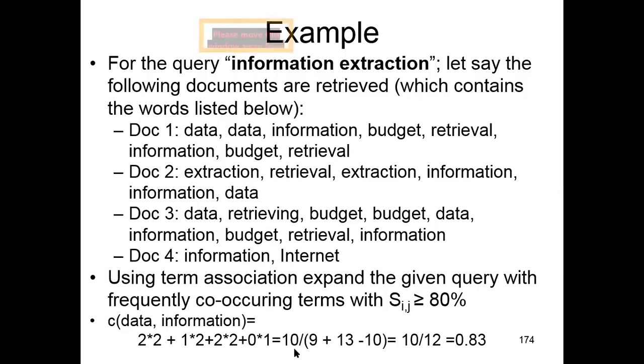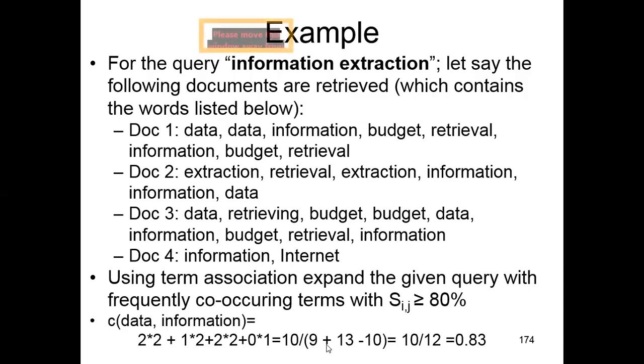10. This one we have to divide by the co-occurrence of data with itself in each of the documents plus the occurrence of information with itself. When we are looking at document 1, the co-occurrence of data with data is 2 times 2, 4, plus in document 2, 1 times 1, 1, plus 4, 5. In the third document, 2 times 2 is 4, 4 plus 5 is 9. In document 4, there is no co-occurrence.